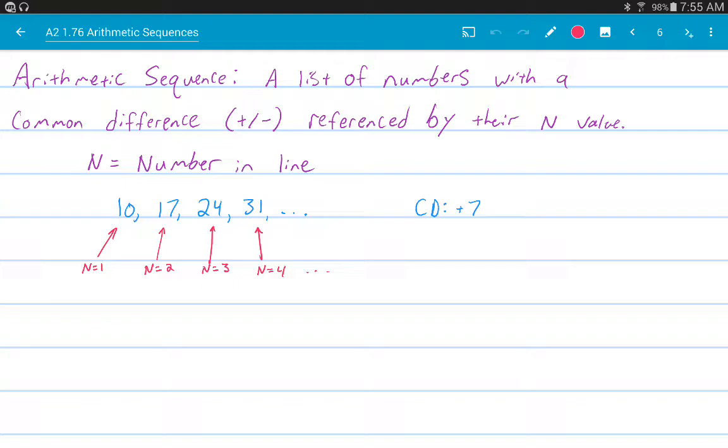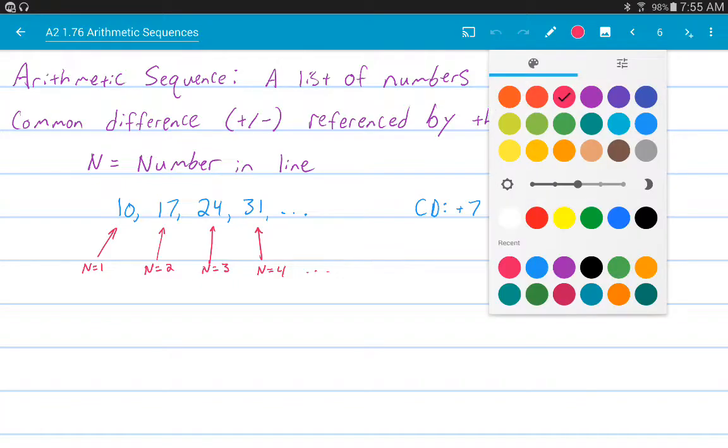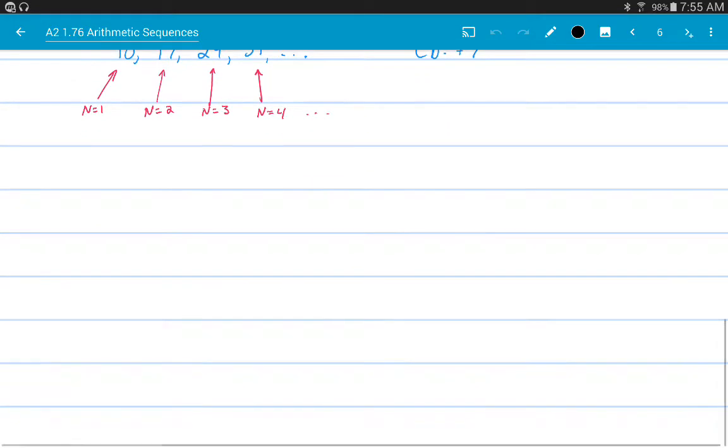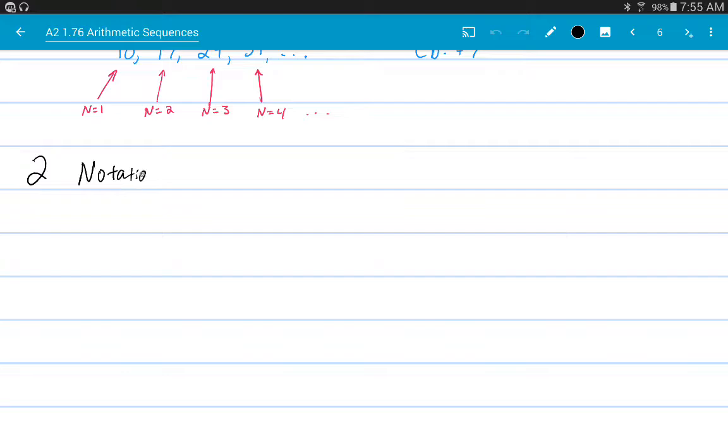So an arithmetic sequence is one type of a list of numbers. There are two ways to write this. There are two notations. There is explicit, which is the one that we've practiced. This is given on the reference sheet. And there is recursive.